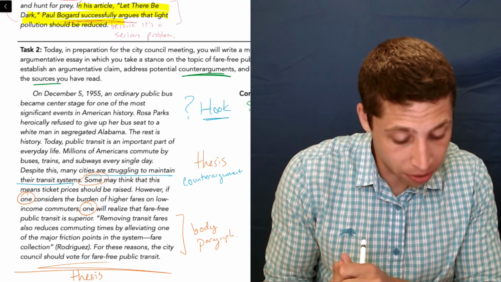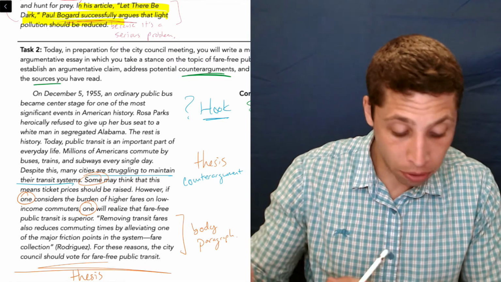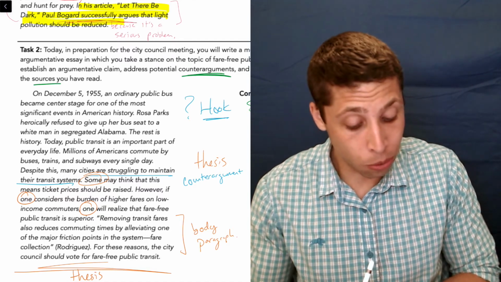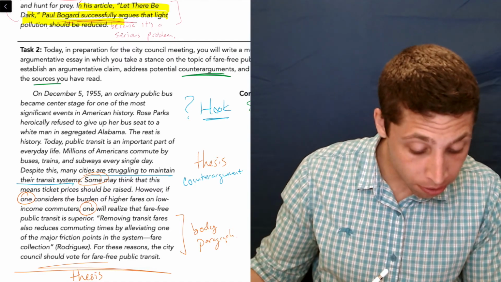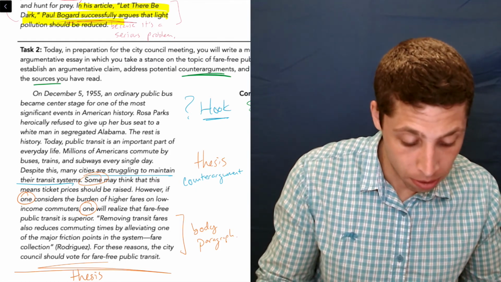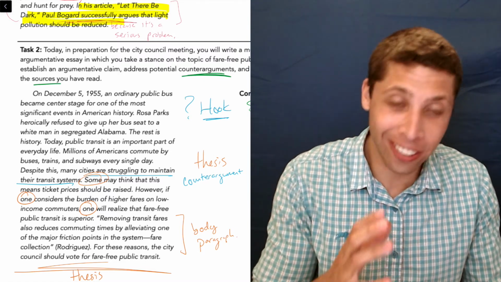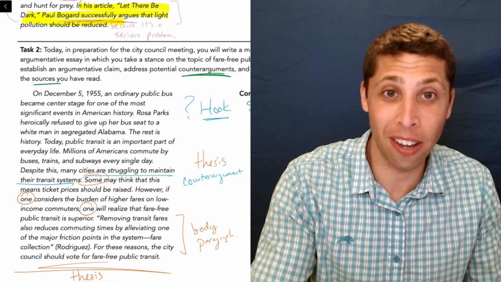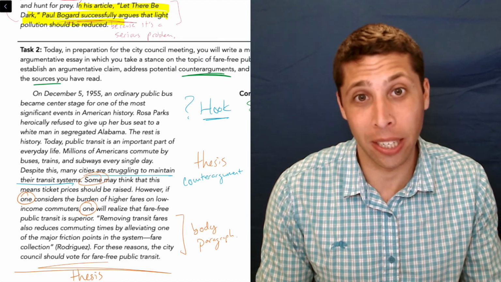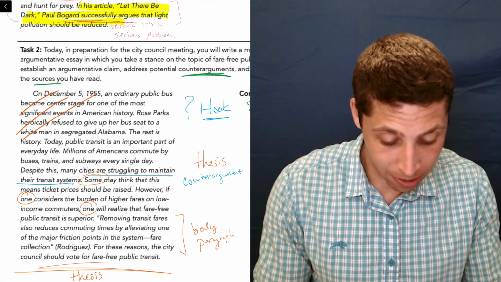Maybe something like, if we start with the thesis, the city should vote for fare-free public transit. For one, according to research done by Rodriguez, removing transit fares, quote, reduces commuting times. It's one way. I don't know. It's just that something here needs to be in the voice of the student writing this essay, and not in Rodriguez's voice randomly in the introduction. So there's a lot of good stuff here. There's a lot of bad stuff too.